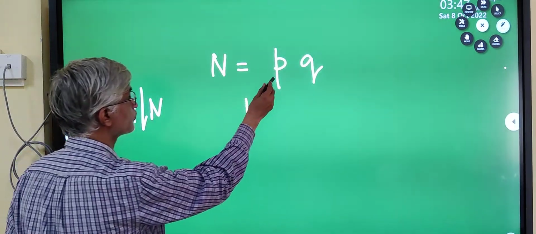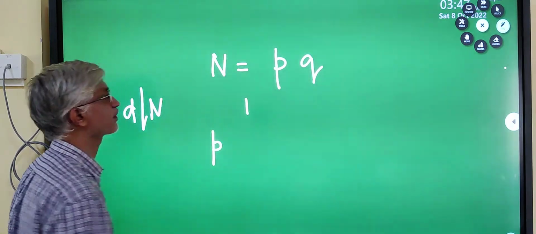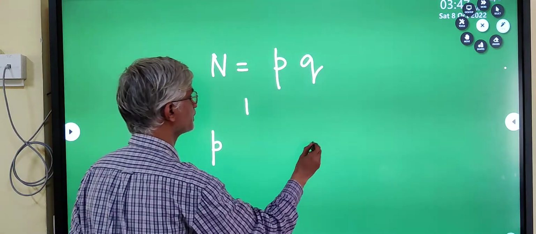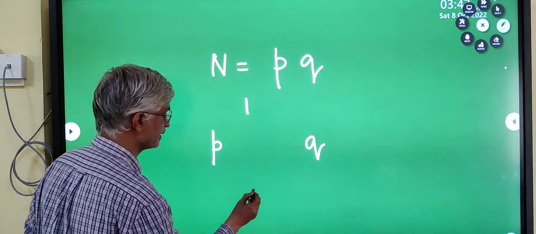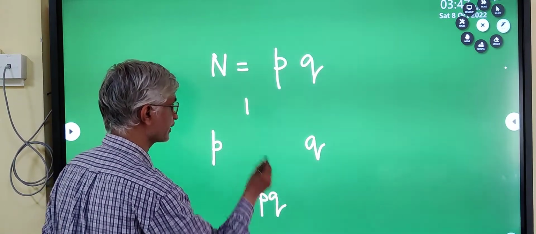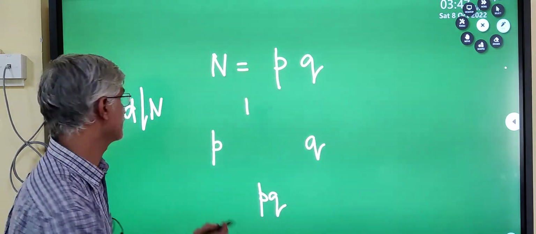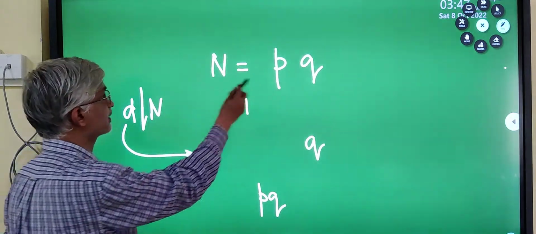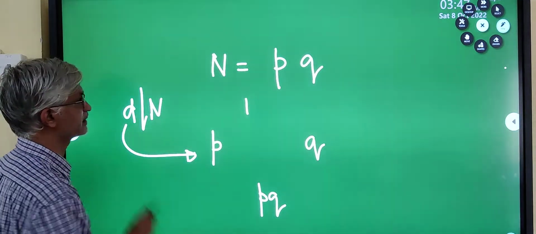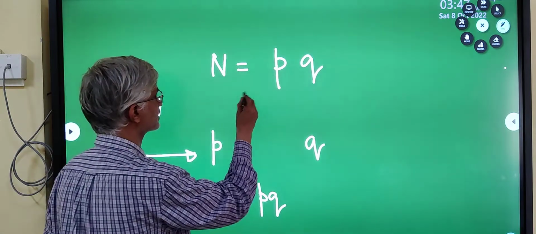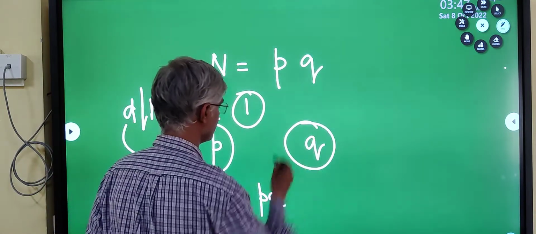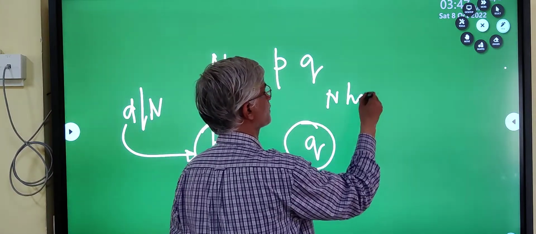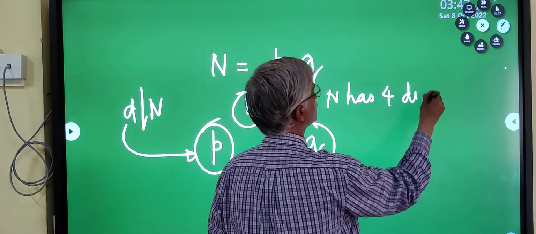So for that one can try p, because d can be p, or d can also be q, or d can be pq, and in all these cases, as you can see, the prime factors in d occur in n, and therefore d divides n. So in this case, you can see that the answer is 1, 2, 3, 4. So the number n has 4 divisors.